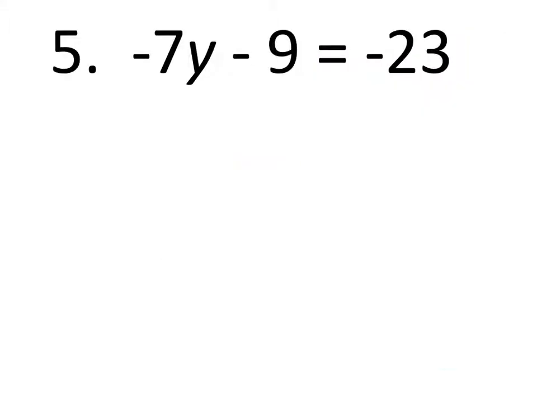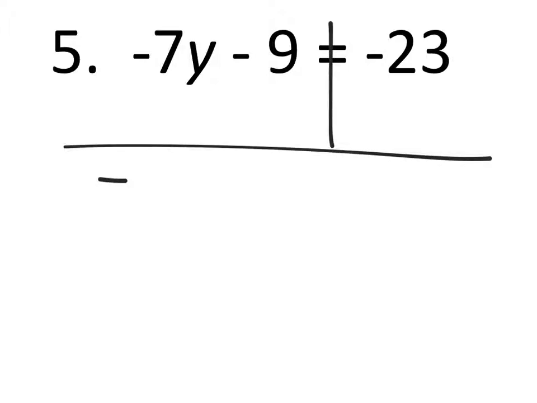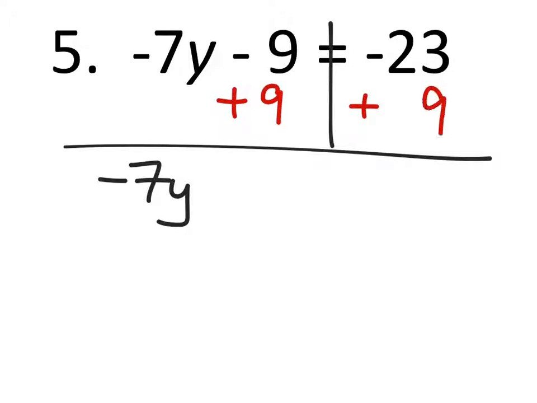So on this one, once again, we've got a negative 7y. That's okay that those are negative. We want to keep those there. But what we don't want is a minus 9. We definitely want to get rid of that minus 9. So to get rid of it, I'm going to make it 0 by adding 9. But if I do it to one side, I've got to do it to the other side. Again, these cancel out. That's good.